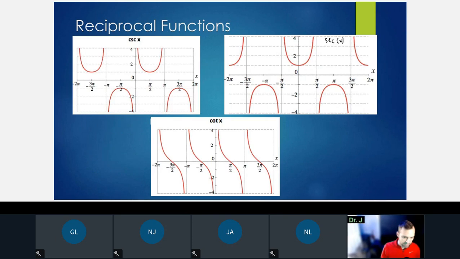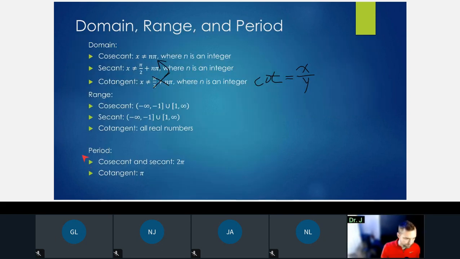Let me go back to this page. So yeah, it's from negative infinity up to -1. There is a gap, and then it goes from 1 up to infinity forever. So that's your range. And the range for secant is also the same thing. All right, and the periods are going to be the same.